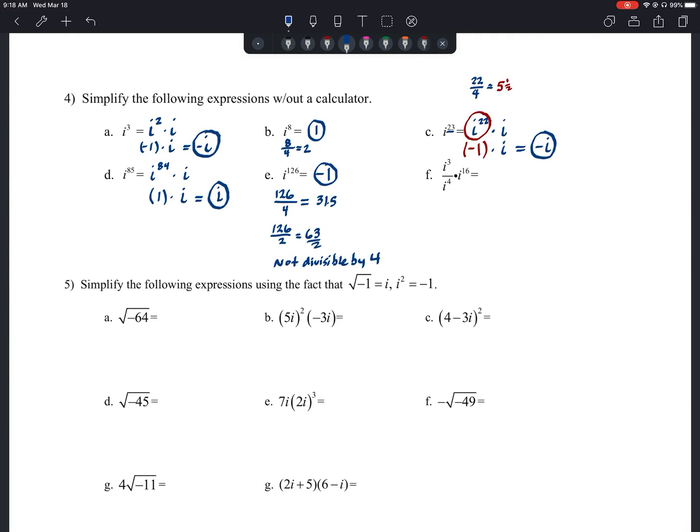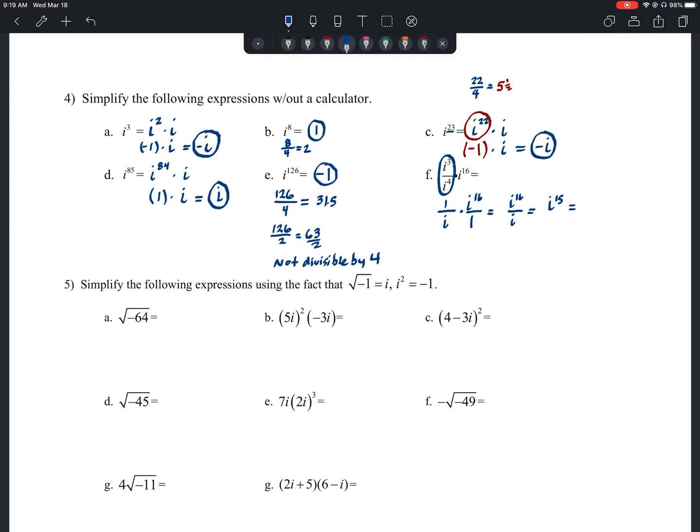All right, and then the last one, letter F, we have to simplify this. I'm going to look at this fraction first. I have i to the 3rd divided by an i to the 4th, and then I'm multiplying it times i to the 16th. Well, i to the 3rd divided by an i to the 4th, if we reduce that, isn't that the same as 1 over an i? And if I multiply that times i to the 16th over 1, I now have i to the 16th over an i, which we can reduce to i to the 15th power.